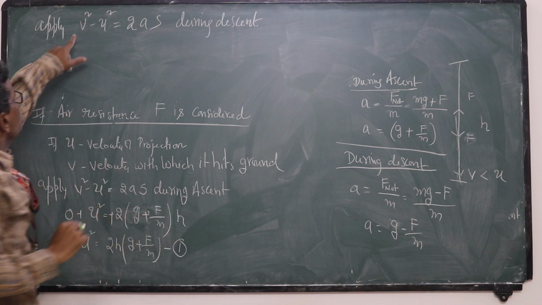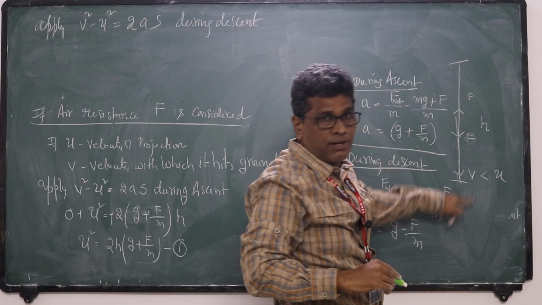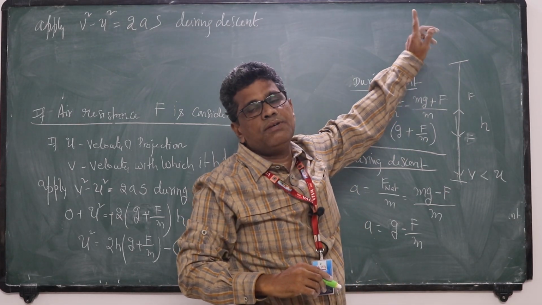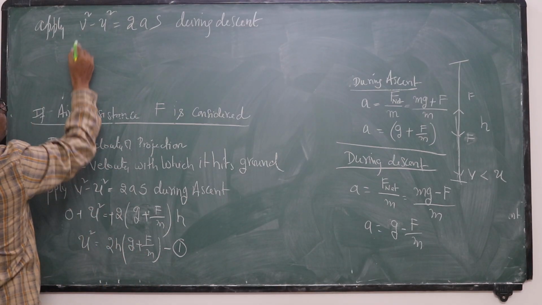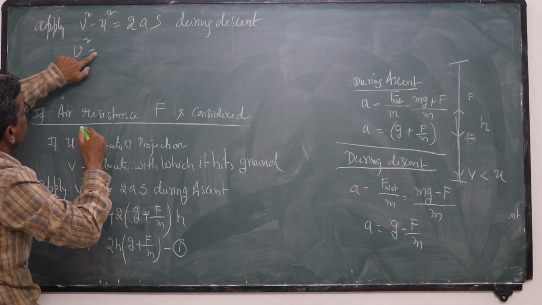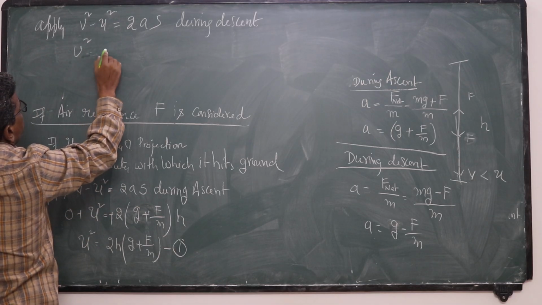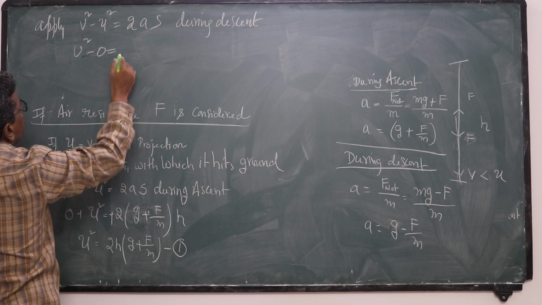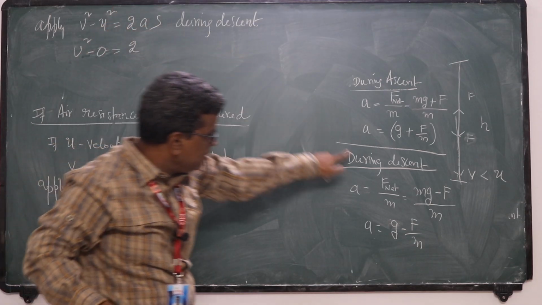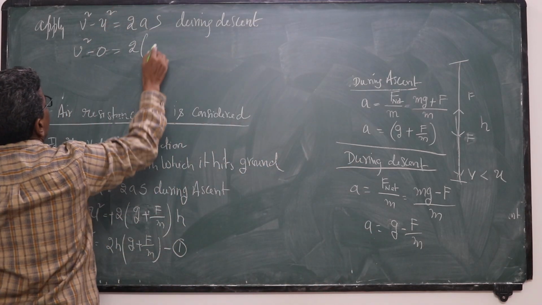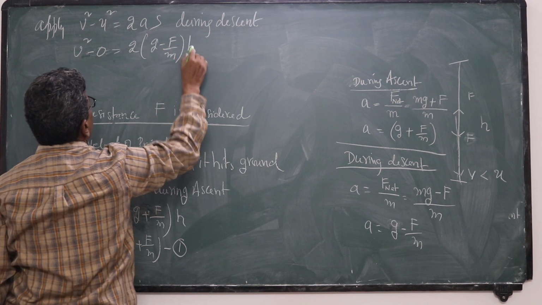Okay. So what is the descent? Here the starting velocity is 0. It rises until its velocity becomes 0. So initial velocity 0. With what velocity does it hit the ground? Let it be v. v square will become 0 minus 2a, what is the a during descent? g minus f by m, into h.